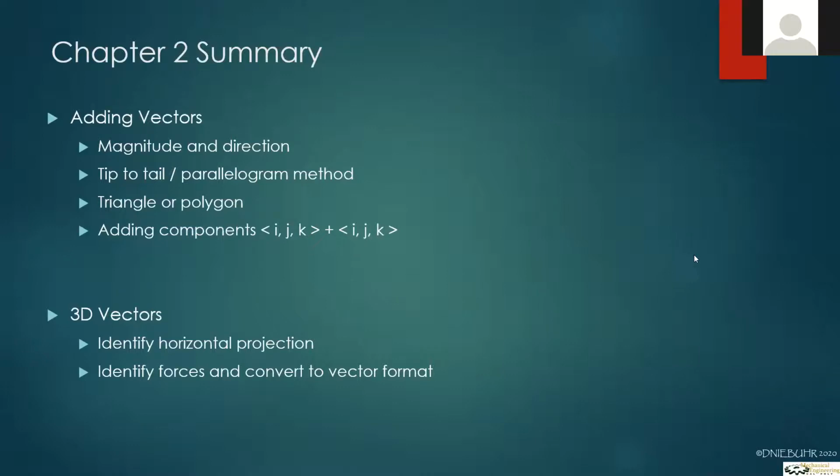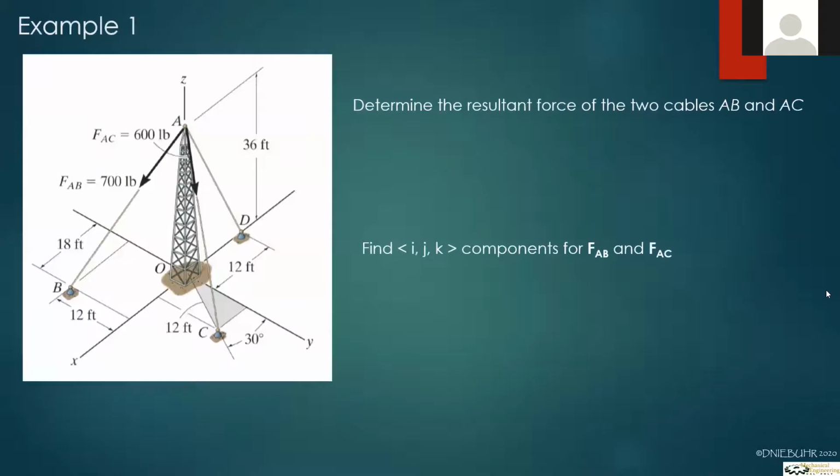One of the things I've had classes struggle with in the past is this idea of projection in 3D. So for example, in this example here, we have a tower and we have a 700-pound force and a 600-pound force, and that's the scalar value. And it's between cable AB and AC respectively. And then there's this cable AD, which we can ignore for the moment. The question in this one is, how do you determine the resultant? If I wanted to add AB and AC together, what would I do?